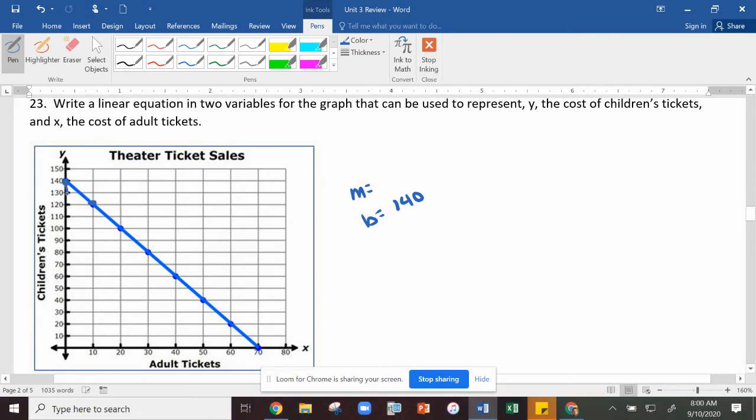And my rise over run, I'm going to go down. I didn't go down 2. Remember, watch how much each one is going by. And so 140 to 120 would be -20. And then it looks like we're going over how much? 0 to 10. So that's going to be 10. And so my slope is -20 over 10, which will reduce to -2. So now just write your equation. Y is equal to -2x plus 140.